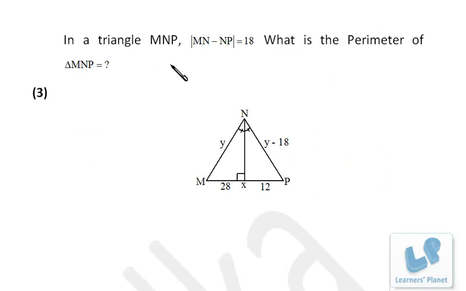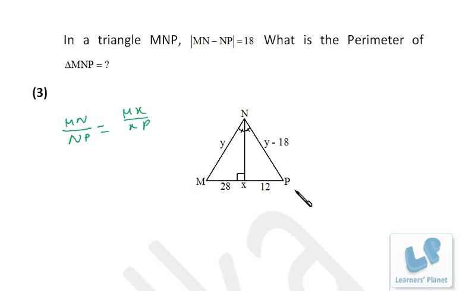Now here in a triangle MNP, MN minus NP is 18. What is the perimeter of this triangle, right? A very simple problem. We'll be using the angle bisector theorem right away. See, this is angle bisector. That means MN by NP is equal to MX by XP, right? This is what the angle bisector theorem says. I write MN by NP is equal to MX by XP.